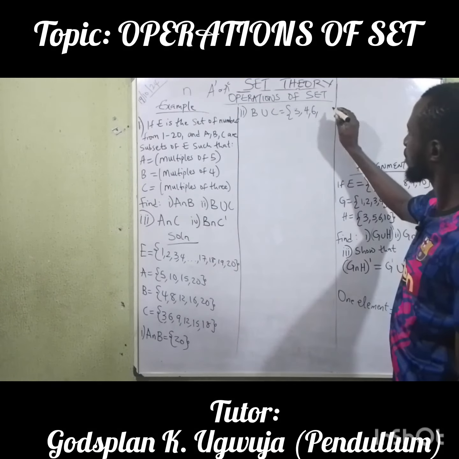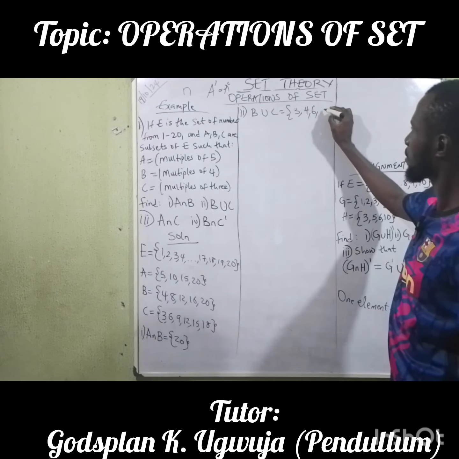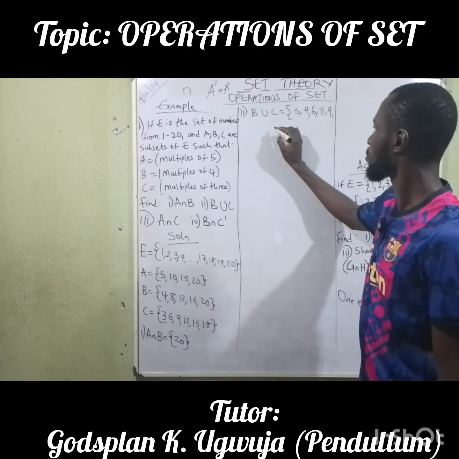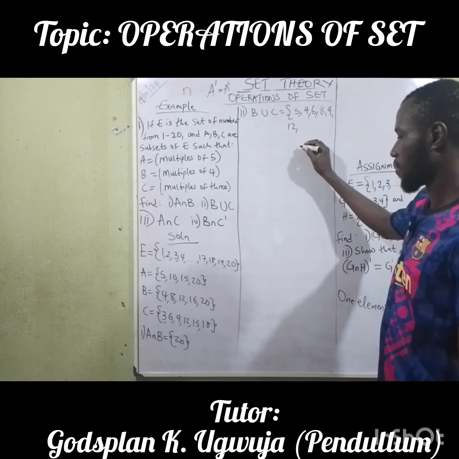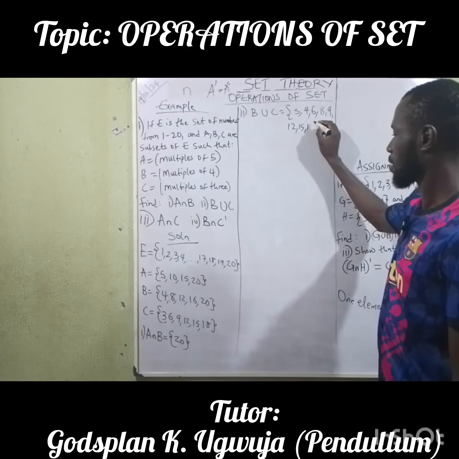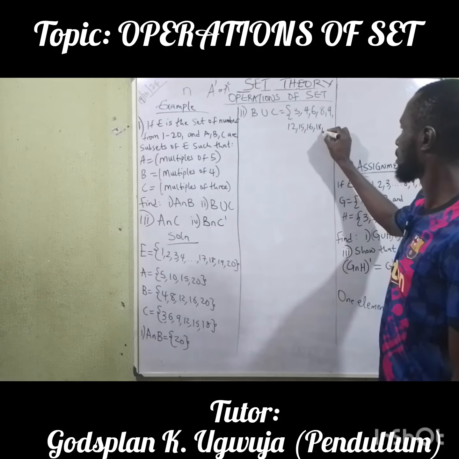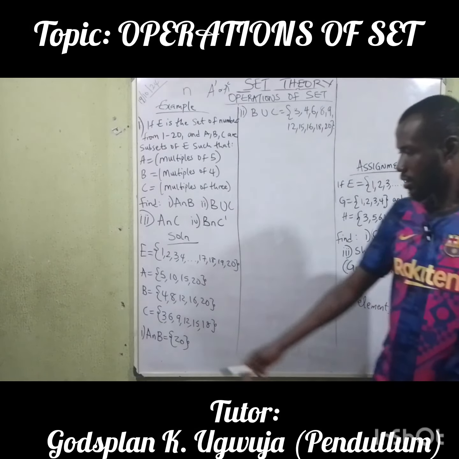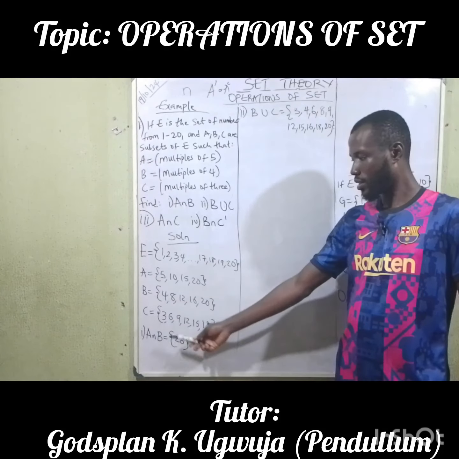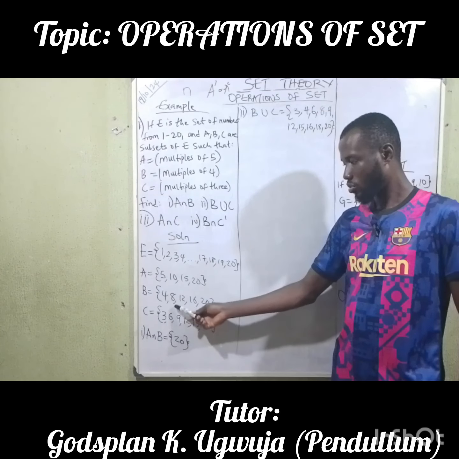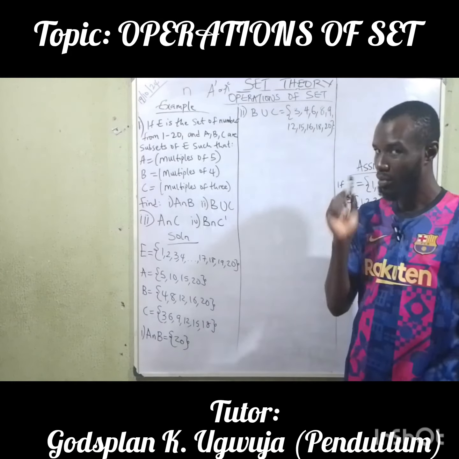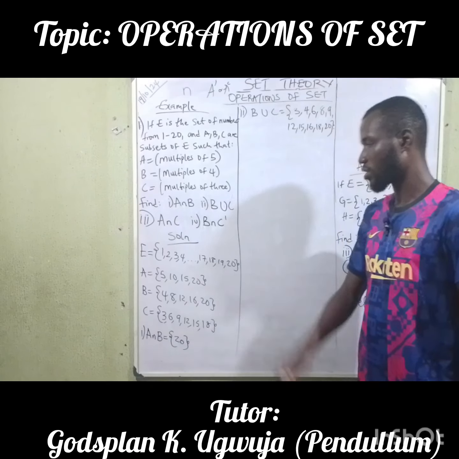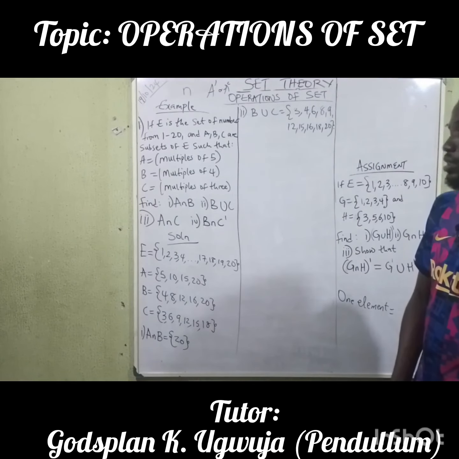So 3, 4, 6, 8, 9, then we take 12, then we have 15, 16, 18, 20. Alright, so this is B union C: 3, 4, 6, 8, 9, 12. Just take one of the 12 without repetition, please. Then 15, 16, 18, 20. So this is B union C.